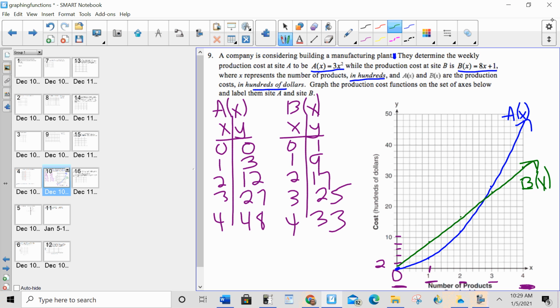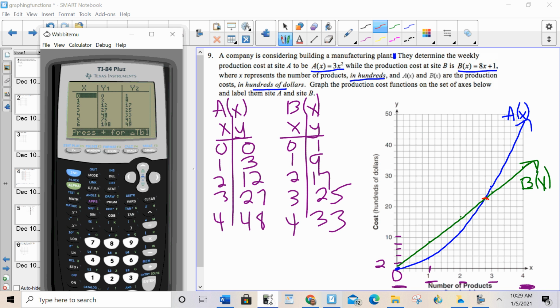The intersection point is right there, but I don't know exactly what that point is. So I learned how to find the intersection. We learned how to find the intersection points in the calculator.